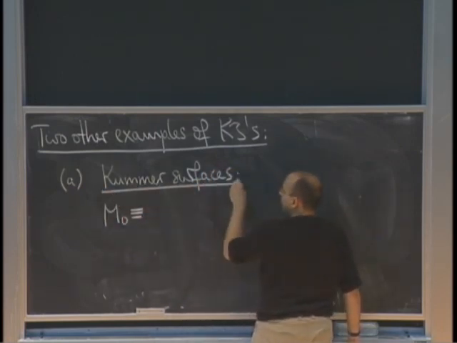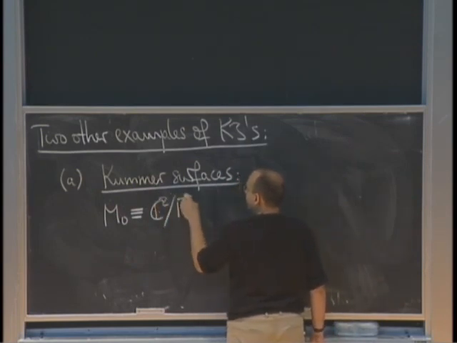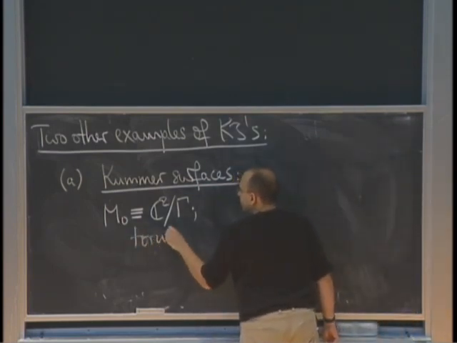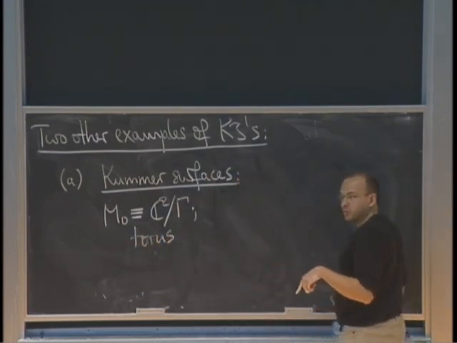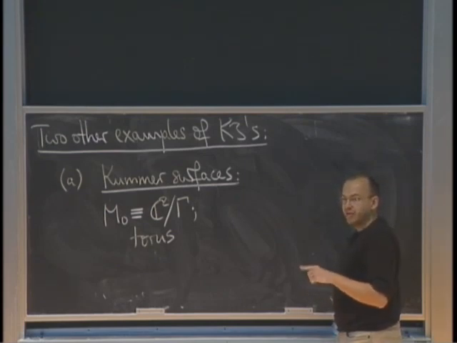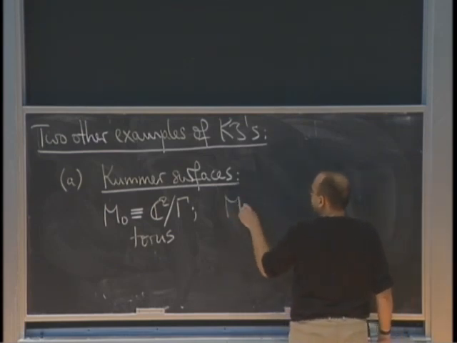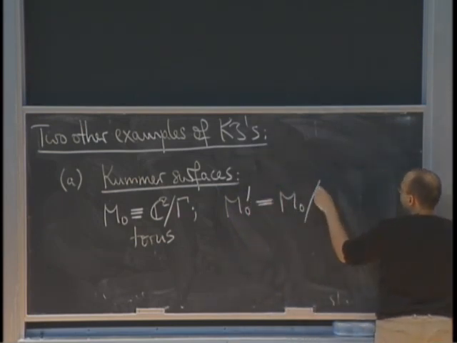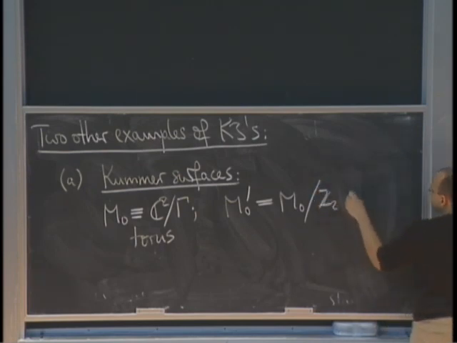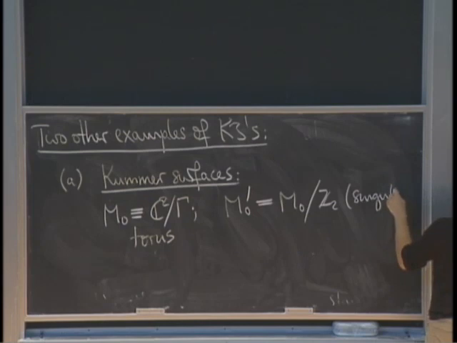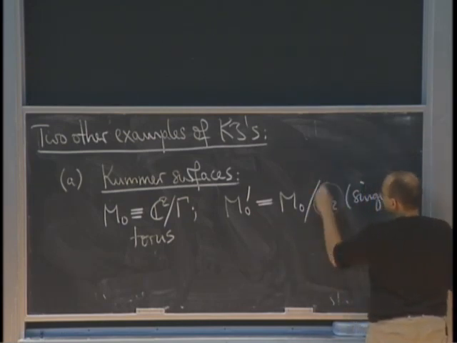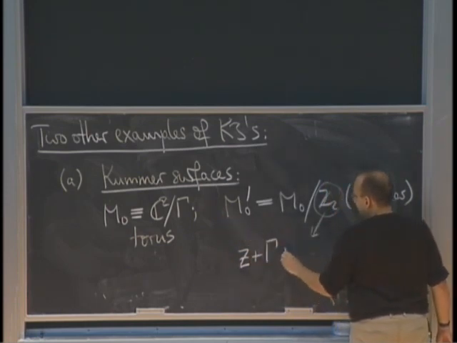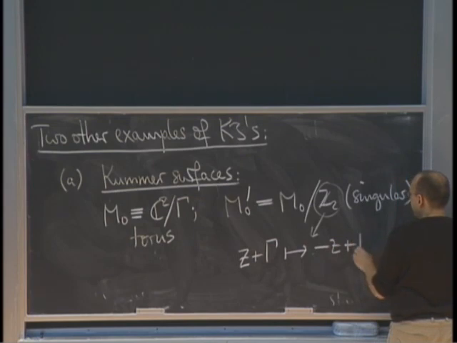You start with a complex torus, C2 mod gamma. It's a torus. Then you pass to a quotient of that torus by a group action, but the group action is not going to be free, so it's going to have fixed points, and the quotient is a singular space. You take M naught prime, which is M naught modded out by Z2. This is singular. Here Z2 acts in the obvious way: you have a coset z plus gamma, a coset of the lattice gamma, and you send that to the coset minus z plus gamma.